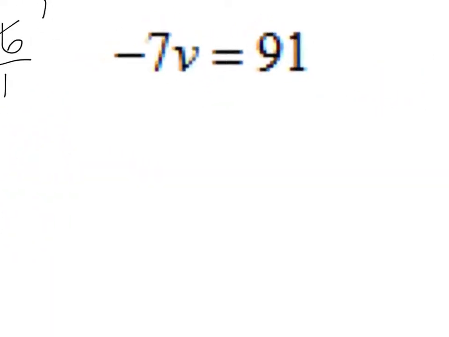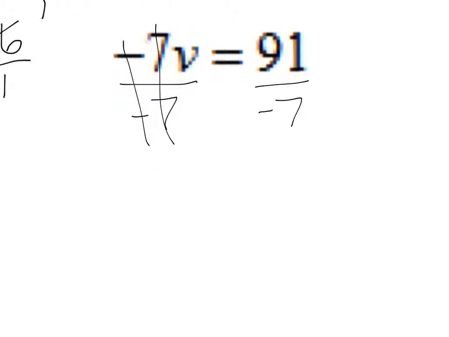Alright, last problem for today's lesson. We have negative 7 times v. Alright, opposite of multiplication is division, so we're going to divide by the coefficient, negative 7, on both sides. Negatives cancel, 7's cancel. I'm left with v. Here I have a positive 91 divided by a negative 7, so that's going to be a negative, and 7 goes into 9 once, with 21 left over, and 7 goes into 21 3 times.